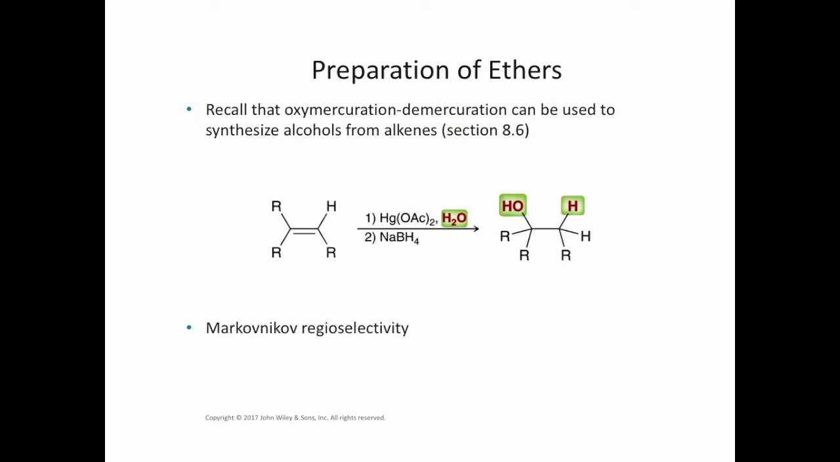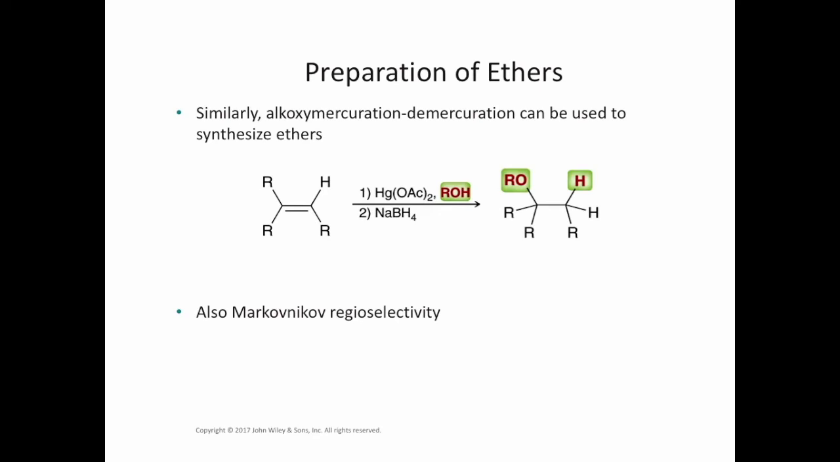Recall that oxymercuration-demercuration can be used to make alcohols where we put the OH on the more substituted carbon. Well, we can also use this to prepare ethers. It's essentially the same reaction. The only difference is we're going to use an alcohol instead of water. And so we end up adding OR instead of OH to the more substituted carbon.